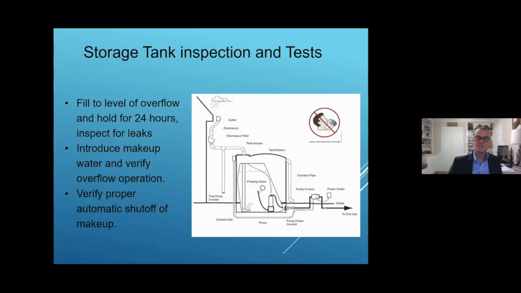So not only does it have to show that it turns on the makeup supply backup system, it's going to show that now rainwater's coming in again, I don't need it anymore, it's going to shut off. So those couple things are going to be identified.